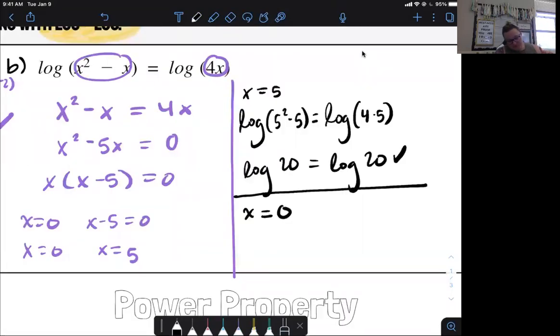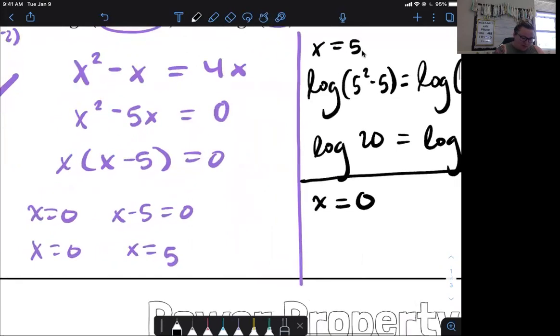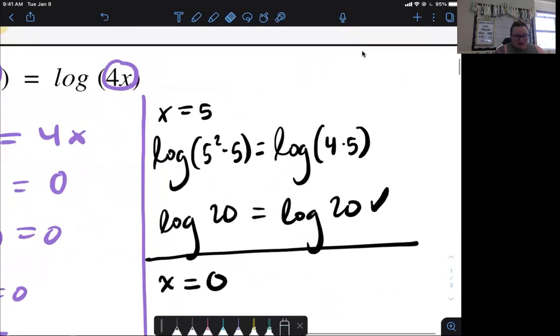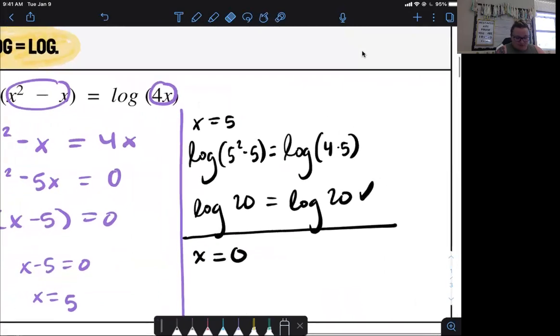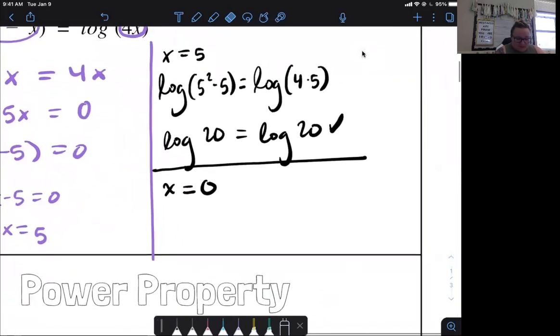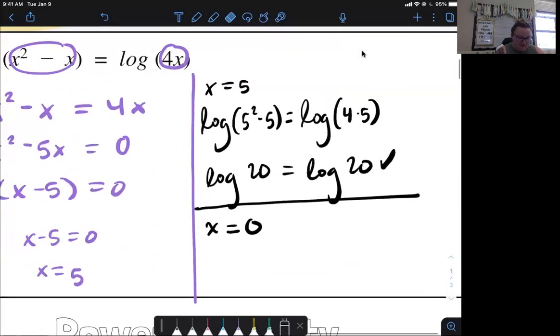All right, so hopefully you were able to solve this equation on your own. We've been doing these types of equations all semester. I just factored x squared minus 5x. I put each factor equal to 0, and I got 2 answers. I got x equals 0 and x equals 5. When I checked x equals 5, by plugging it back into the original equation, I got the log of 20 equals the log of 20. But we need to talk about x equals 0 as a solution.